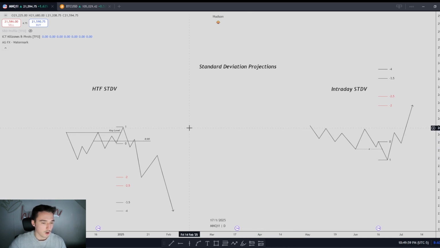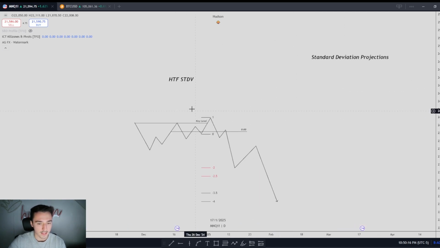Okay, so there's two ways to use this. The higher time frame standard deviations, which would be on the 15-minute chart, or the intraday, which could be used on the 1 minute, the 5 minute, the lower time frames that we use intraday, right? So let's take a look at this higher time frame standard deviation first, right? So we have midnight opening here. That is going to be where you want to see the standard deviations projected from.